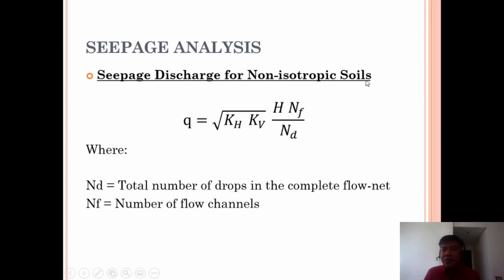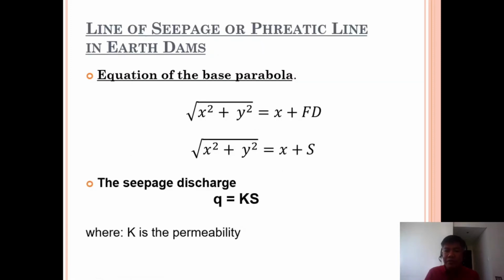But for non-isotropic soils, you have this formula that you can also use in the flow nets. For non-isotropic soils, you have K horizontal and K vertical, and of course the permeability will be taken from the tests. If you are the dam designer, you just get the value of K from the laboratory of your company. They are the ones who prepare the tests of the soil, or the earth material, that will be used for the construction of the earth dam.